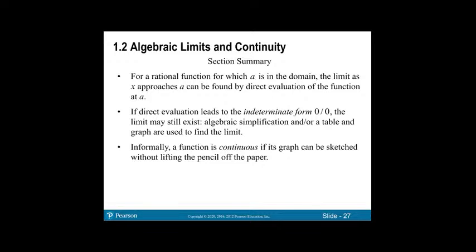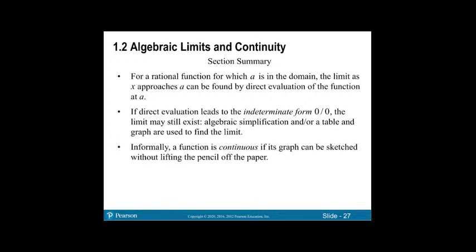Let's just kind of touch on this summary really quick. So for a rational function for which a is in the domain, the limit as x approaches a can be found by the direct evaluation of the function at a. If direct evaluations lead to an indeterminate form of 0 over 0, then the limit may still exist. Algebraic simplification and or a table and graph are used to find the limit. So we could either simplify algebraically or use a table and graph.